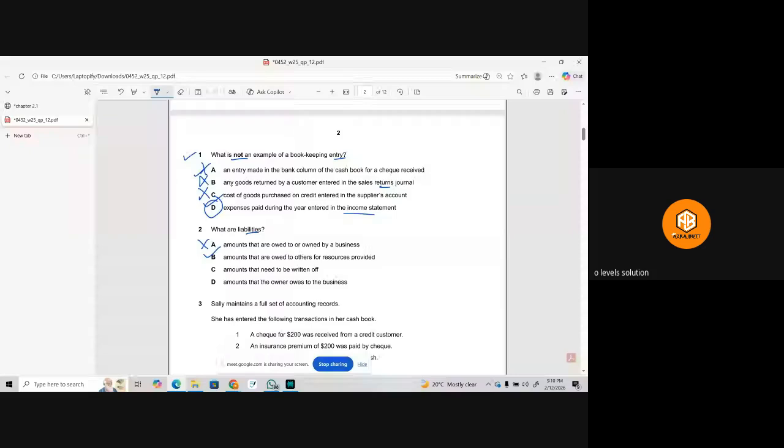Right option. The next one is amounts that need to be written off. This refers to bad debts or depreciation, but is not related to liabilities. Amounts that the owner owes to the business. This is not a liability.